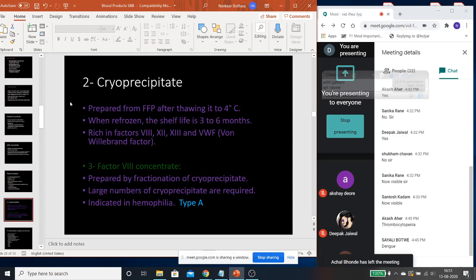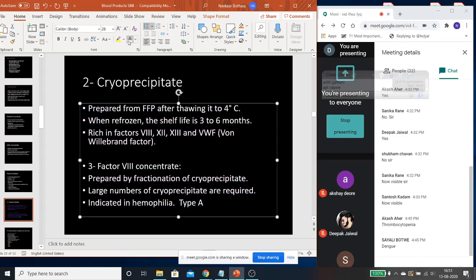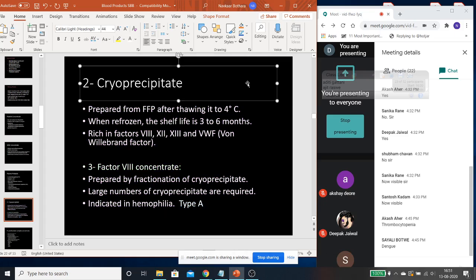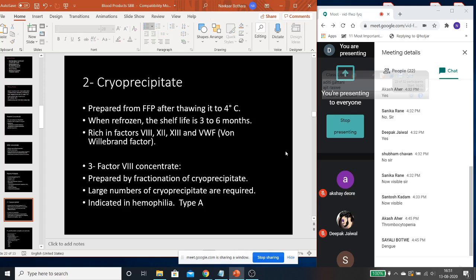Then cryoprecipitate is one more thing, and this is prepared from FFP after thawing, because it was at minus 30, so it has to be warmed. Warming is from minus 30 to 4 degrees Celsius. When it is refrozen, the shelf life is around 3 to 6 months. It is rich in factor 8, factor 12, factor 13, and von Willebrand factor, which are very important factors in blood coagulation, which we have seen earlier.